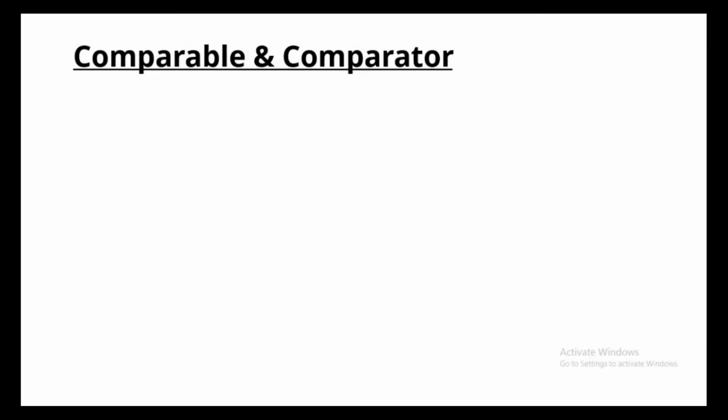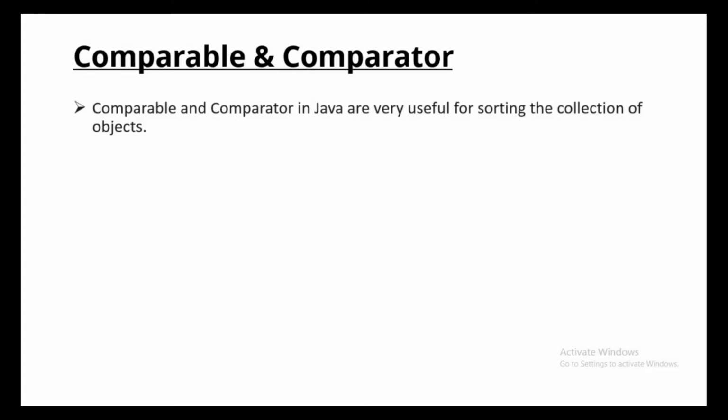What is Comparable and Comparator? In Java, an interface is used to specify a behavior that classes must implement. So the Java world offers us two such interfaces, Comparable and Comparator. Comparable and Comparator in Java are very useful for sorting a collection of objects. As the name itself suggests, Comparable is an interface which defines a way to compare an object with other objects of the same type. It contains only one method, that is compareTo.